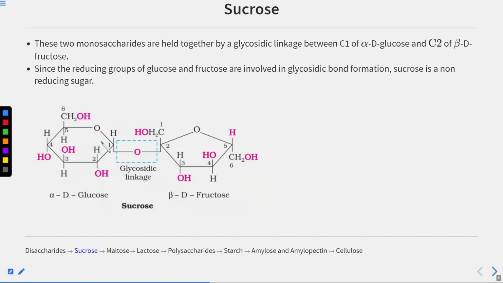So here you can see that the attack would have taken place from the 5th carbon to the first carbon, and in fructose the attack has been facilitated from the 5th carbon to the 2nd carbon. Okay. So for glucose, the first position should have the free hydroxyl group, and for fructose the second position should have the free hydroxyl group. But you can see from the structure that none of these has any free hydroxyl group. So for this reason, sucrose is a non-reducing sugar.